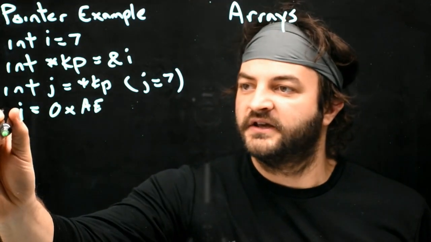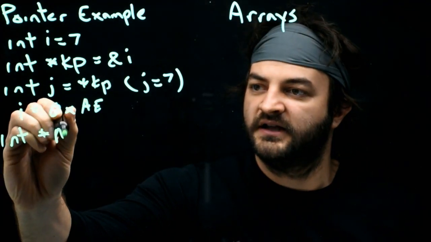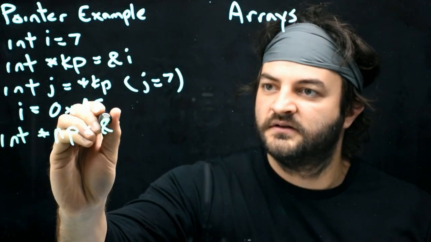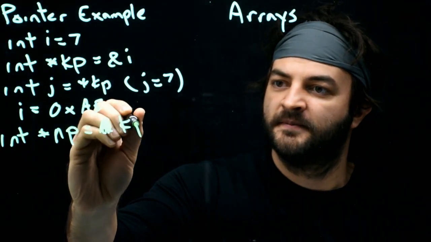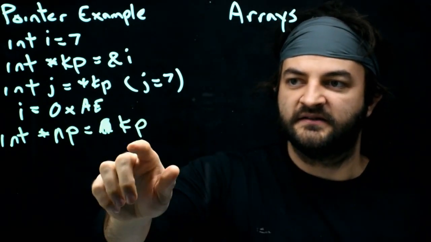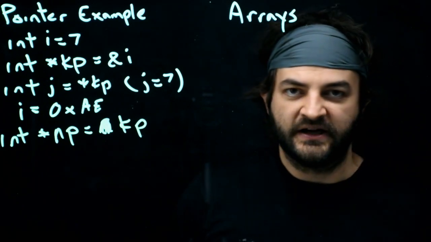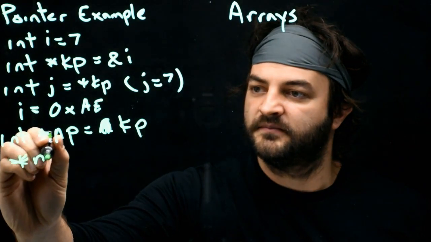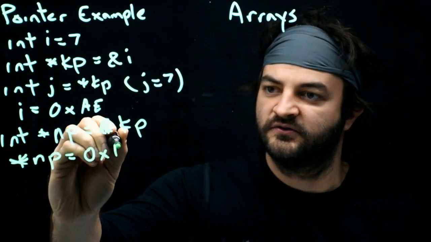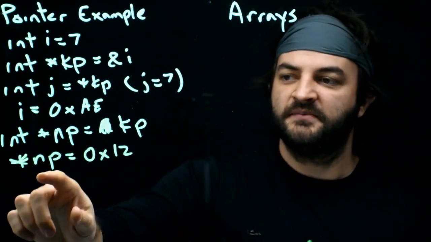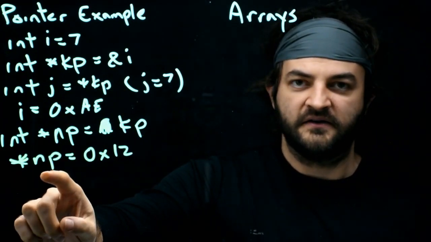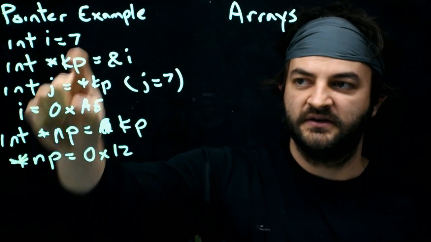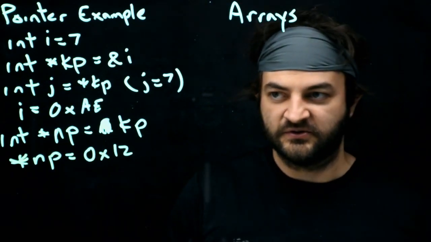Now I'll make another pointer. I'll say int star np is equal to the value kp. Okay, so the value kp is the address of i, so now np is also pointing at i. Okay, I can say star np is equal to hexadecimal 12. Okay, so np points to i, so star np says change the value of i to 12. So i was initially 7, we changed it to AE, now we changed it to the hexadecimal 12.